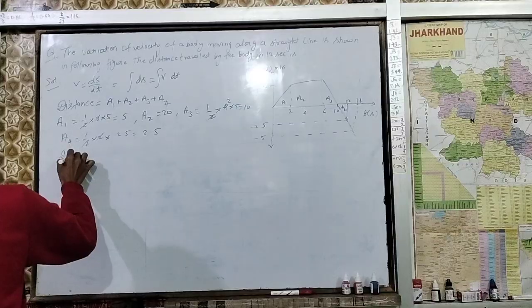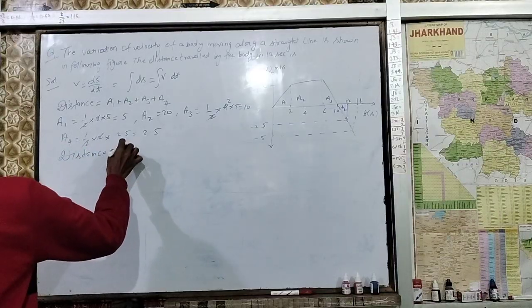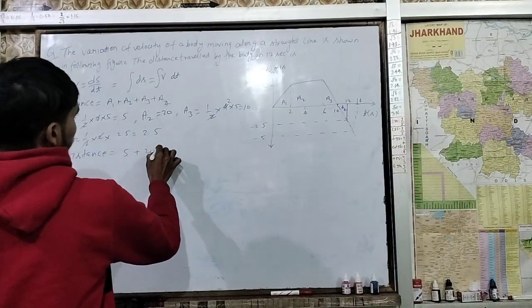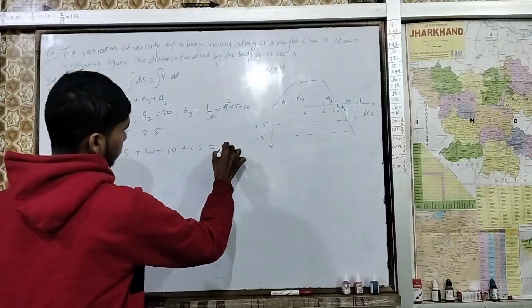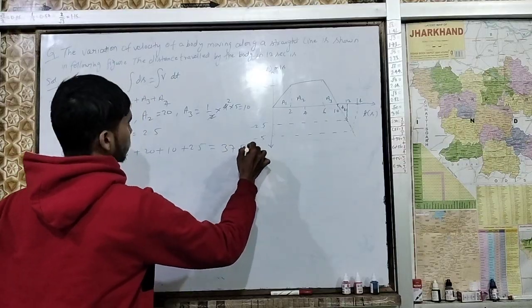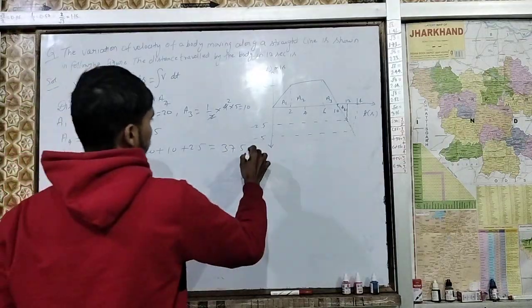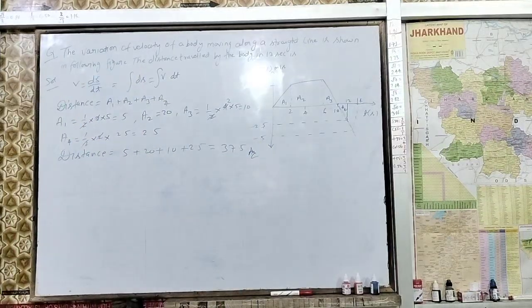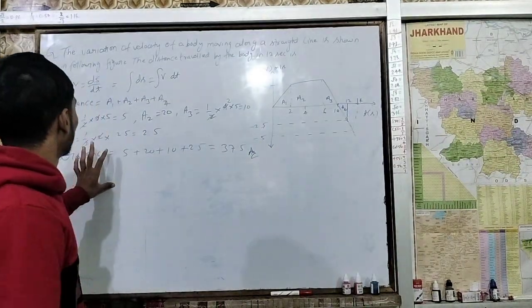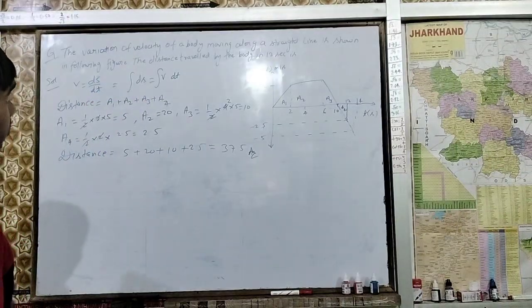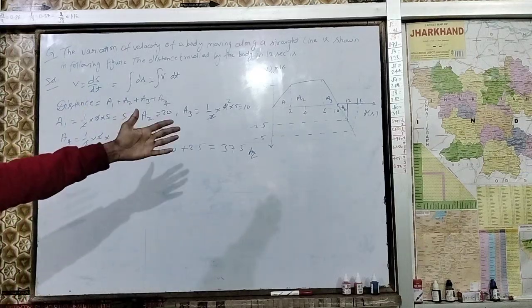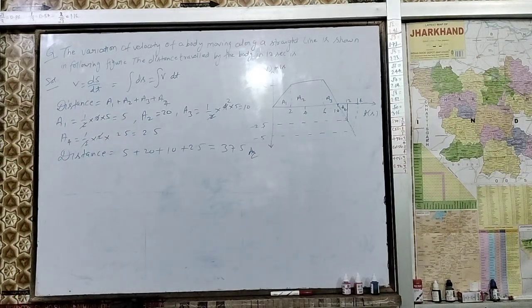So total distance would be A1 is 5, A2 is 20, A3 is 10, A4 is 2.5. 30, 35, 37, 37.5. This is the complete distance. This is our answer. What did we do? Either you can use this formula from 0 to 12, but v was not given. Figure was like this. That's why we used a different method.